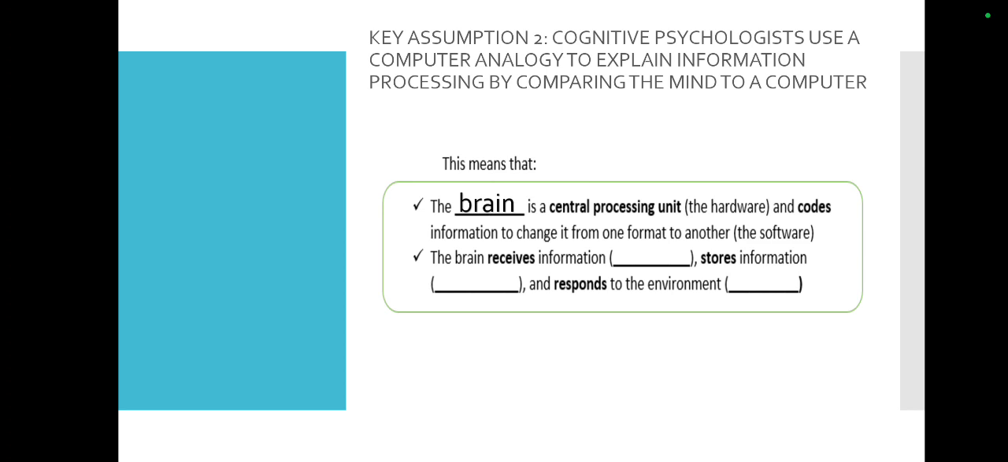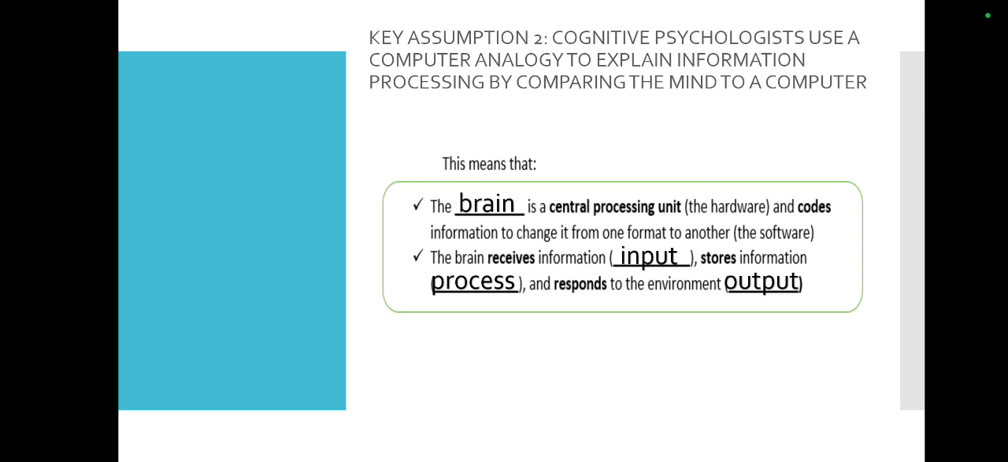So for example, you might change visual information to verbal information in your memory. So you might see a picture, but then rather than remembering the picture, you recall a set of words for it. Or it can go the other way. The brain receives information, which is referred to as the input. It manipulates and changes that information and stores it, which is the processes taking place. And then we respond to the environment, which is the output.